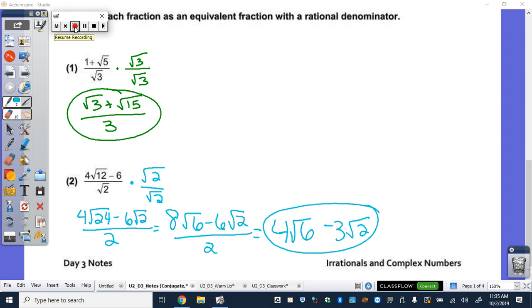All right, so we should end up with 4 radical 6 minus 3 radical 2 for that last one. How do we do? All right.